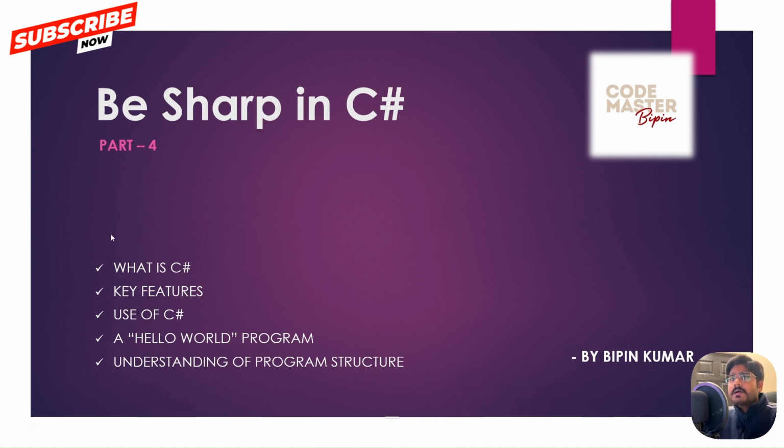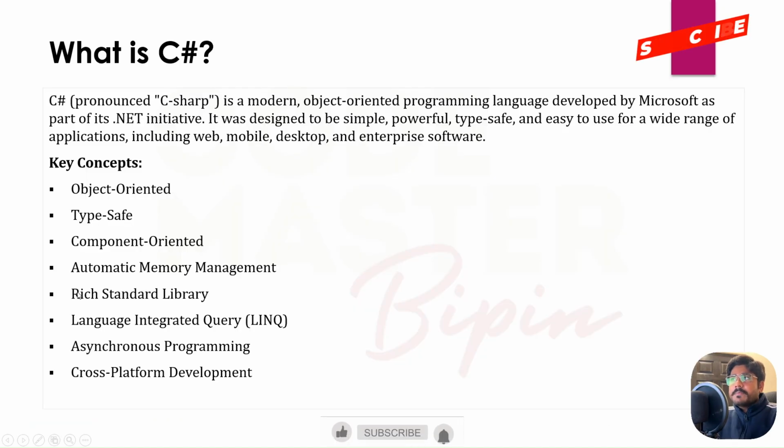So let's start with the definition or the introduction of C Sharp. C Sharp is a modern object-oriented programming language developed by Microsoft as part of its .NET initiative. C Sharp was introduced in the year 2000 along with the .NET Framework. It was designed to be simple, powerful, type-safe, and easy to use for a wide range of applications, including web, mobile, desktop, and enterprise software. Enterprise software means CRM and ERPs.